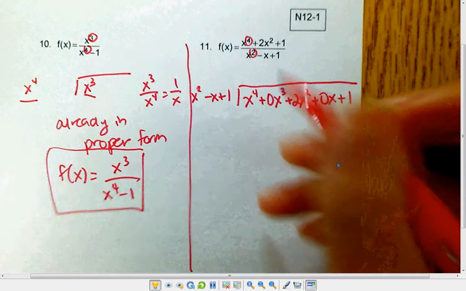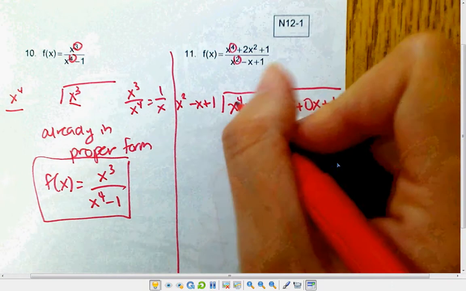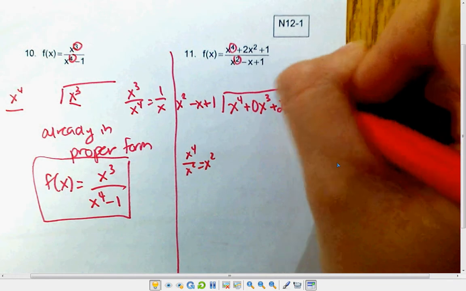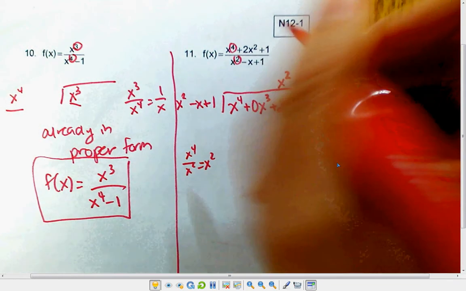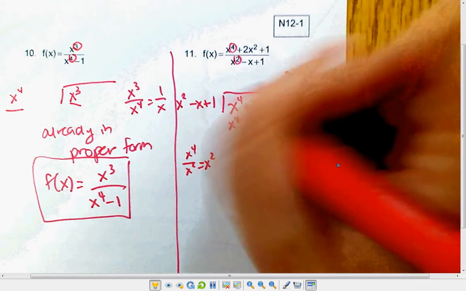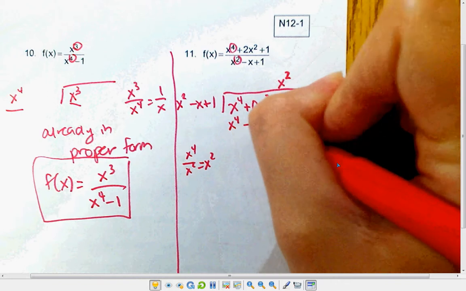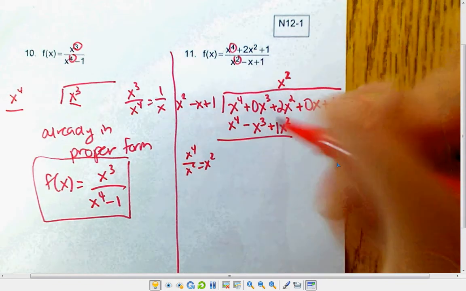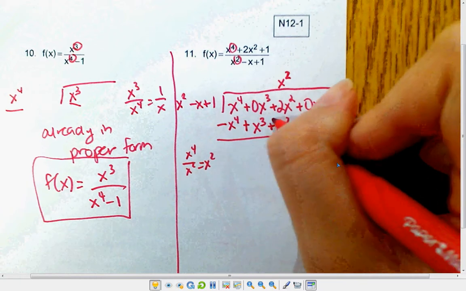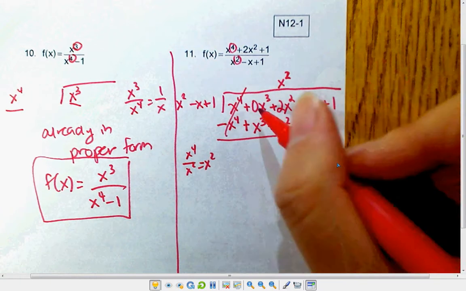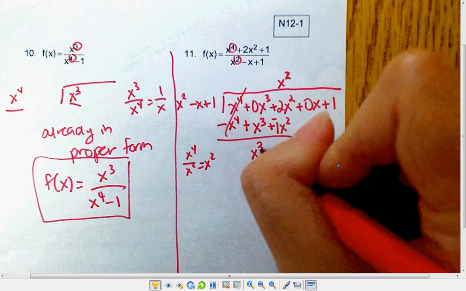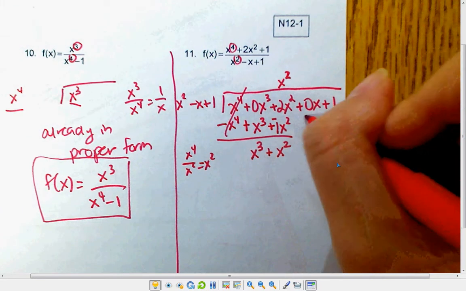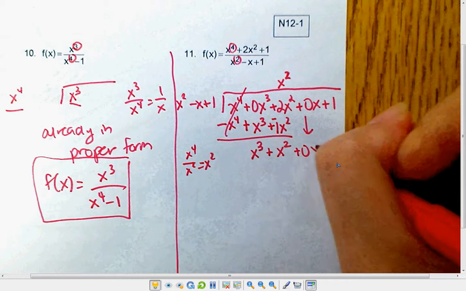And so when we're solving this, same thing we were doing before, we have x to the fourth divided by x squared. This gives me x squared, so that's what I'm going to write on top. Multiply them, x squared times x to the fourth. X squared times negative x cubed. X squared times 1 plus 1 x squared. Change all the signs, so negative, positive, negative. This cancels out. 0 plus 1 gives me 1x cubed. 2 plus negative 1 gives me 1x squared. Let's bring down the 0x.